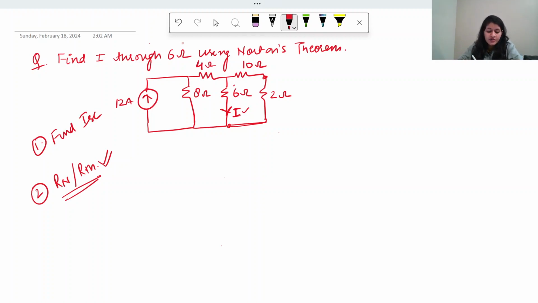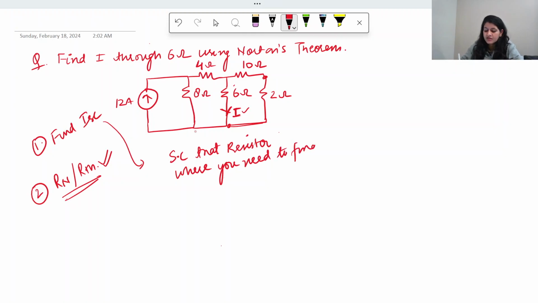So what do you need to do while analyzing ISC? You need to short circuit that branch or resistor where you need to find the current. In this case, you need to find the current in this branch, that is the 6 ohm resistance. So you are going to short circuit the 6 ohm resistance and then find I through it, and that I we'll call ISC.